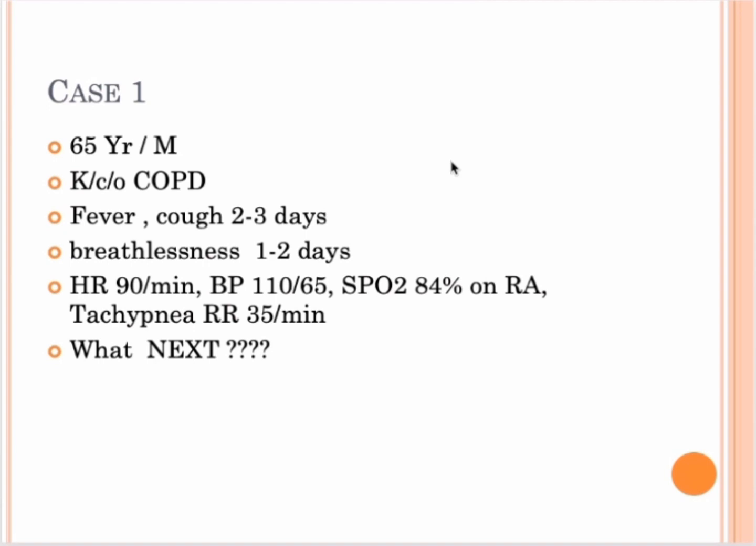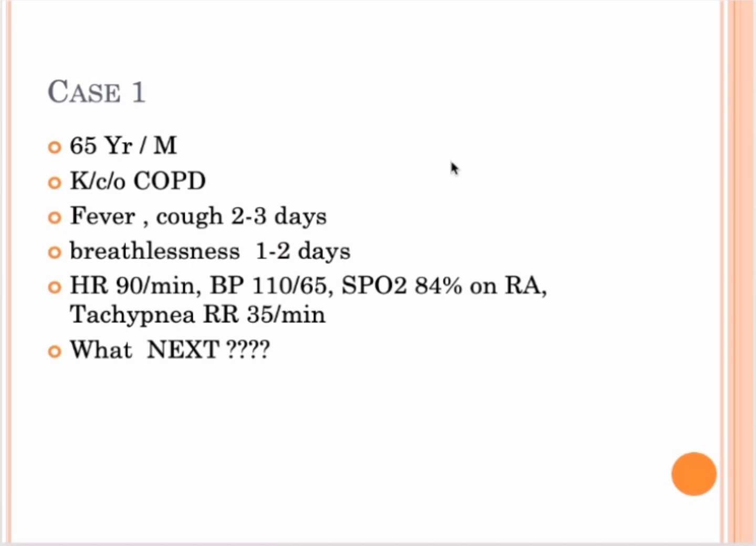He is a 65-year-old male of known chronic obstructive pulmonary disease, having cough and fever of 2-3 days. Came to hospital with breathlessness of 1 to 2 days. On admission, his heart rate is 90 per minute, blood pressure was normal, and he was having hypoxemia. His oxygen saturation was 84 on room air. He was tachypneic, RR of 35 per minute.